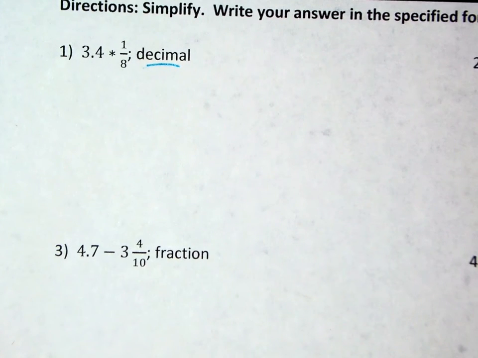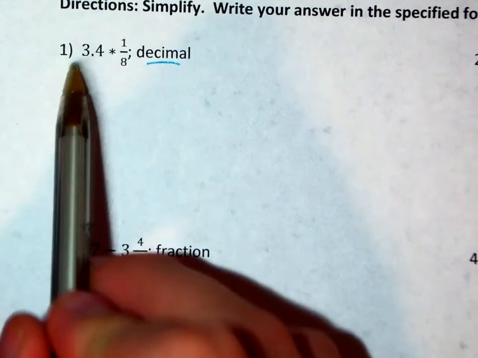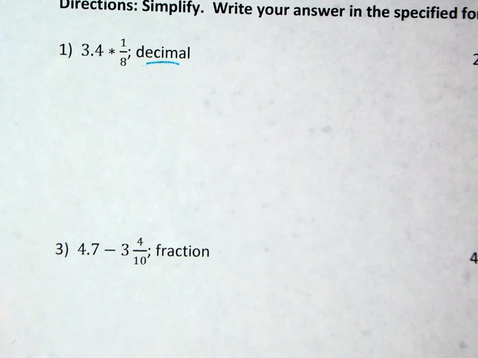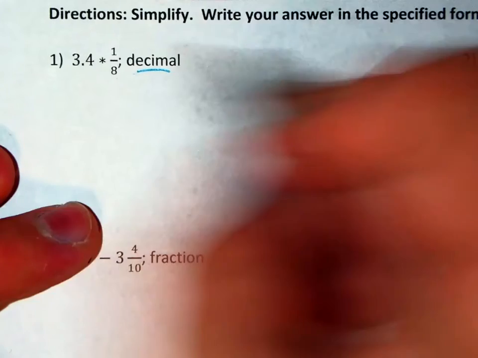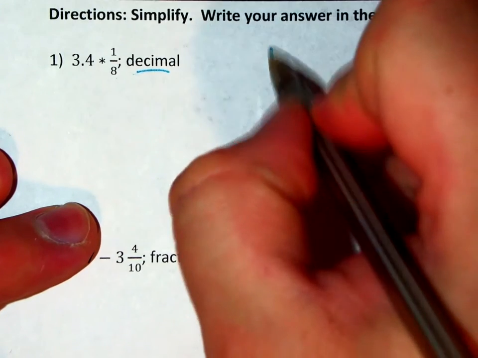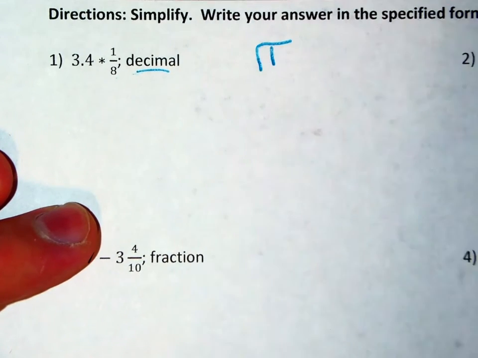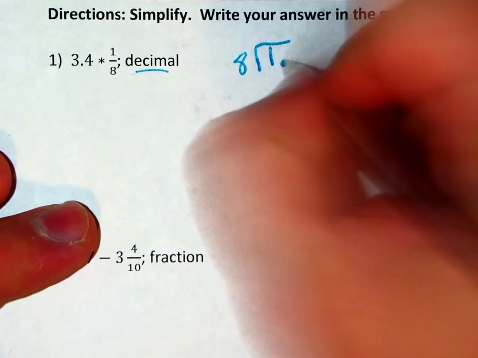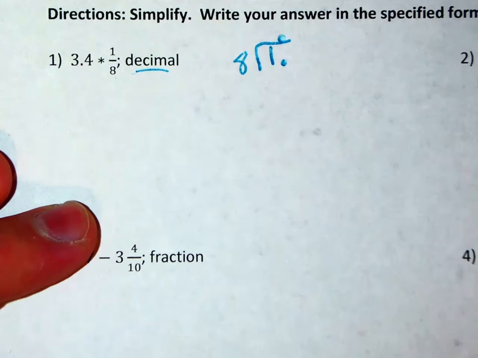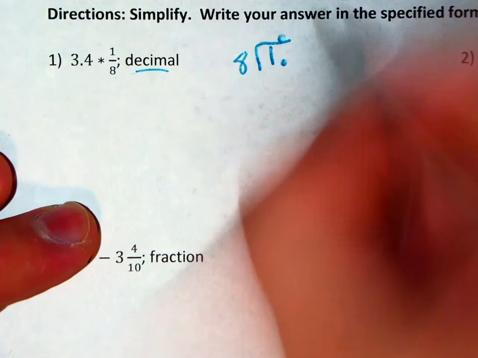And since I need to write my answer as a decimal, I'm going to keep my first term in decimal form and convert my second term into decimal form. So I know that my 1 is in the numerator, so it's going to go in the box, or the radicand, and that's going to be divided by 8. And since 1 can't go into 8, I'm going to need to start adding zeros. So I'm going to add decimal points so I don't forget where they are.